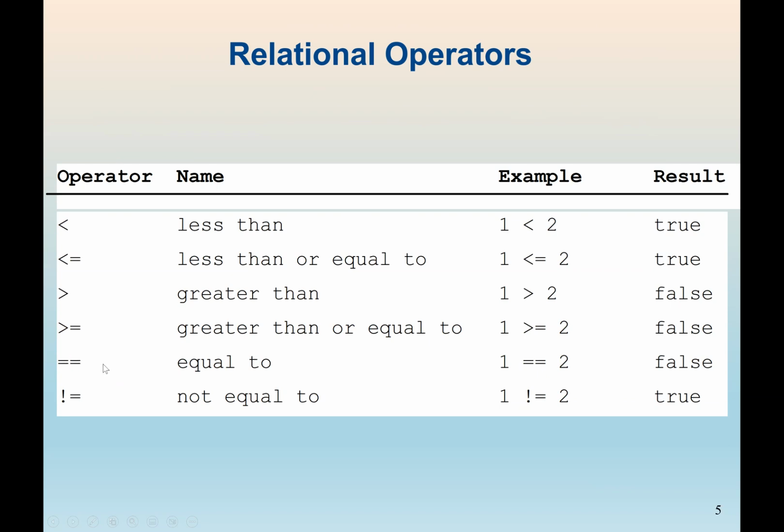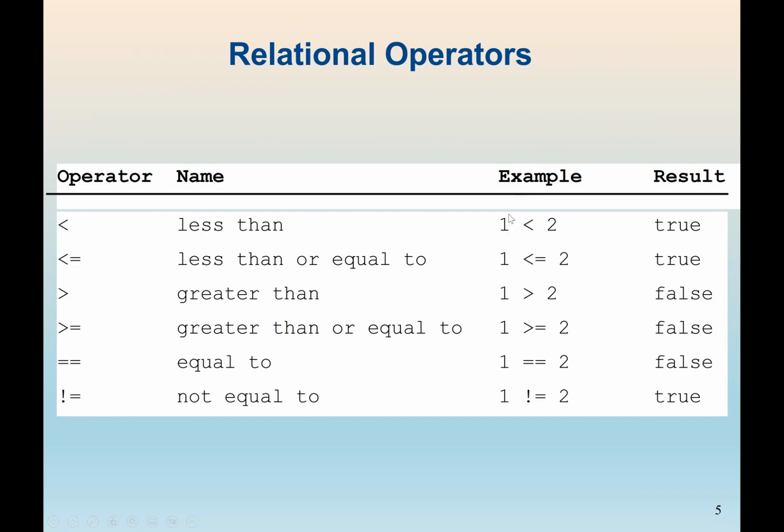represent the equality operator. So again, we have less than or equal to, greater than or equal to, then not equal to. Not equal to is the exclamation point followed by the equal sign. No space between. There's no space.